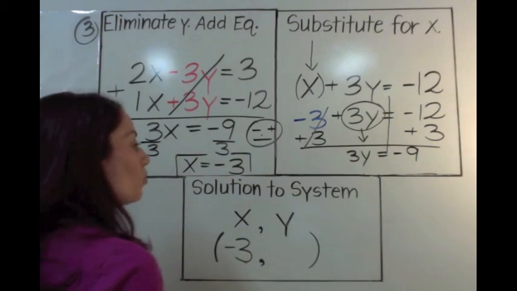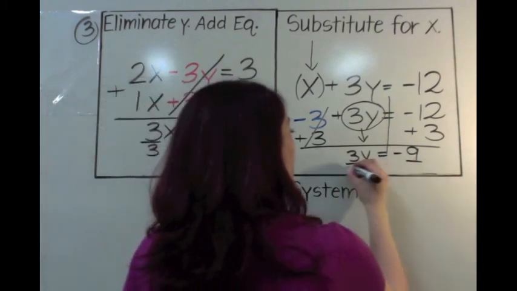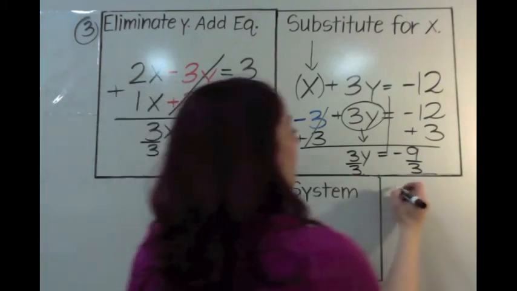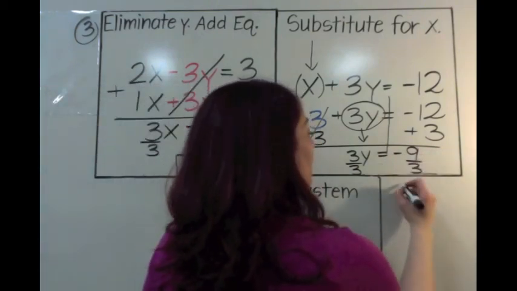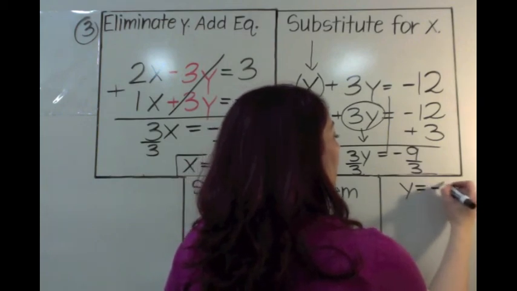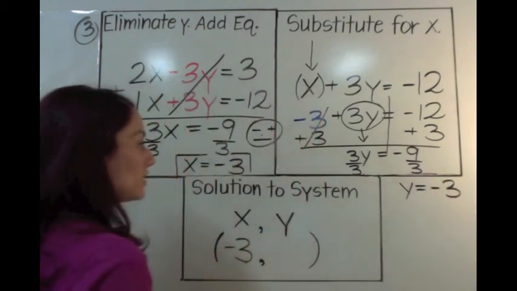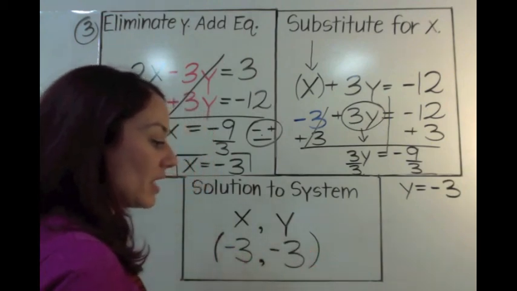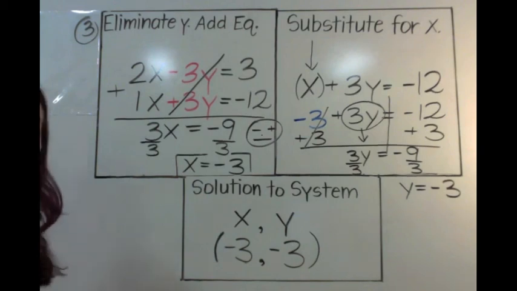So again, we're going to divide both sides by 3. Now it looks very much the same, doesn't it? Do you remember what negative 9 divided by 3 is? Put it in your calculator. Negative 3. So y equals negative 3 here. So the solution to this equation is negative 3, negative 3. Go ahead and get that down.